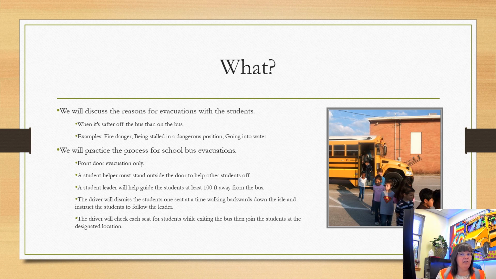And you can block the students from rushing the aisle that way as well, the students behind you. It kind of forces them to stay in their seat until you pass their seat. That allows for less chaos and more of a single file line, which is what we want. So on your way back up to the bus, once you get to the rear of the bus, you will check each seat for students while exiting, and then join your students in their location.